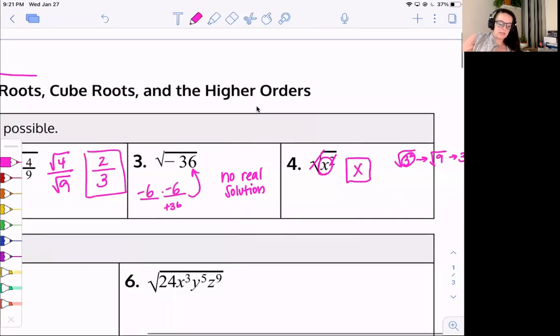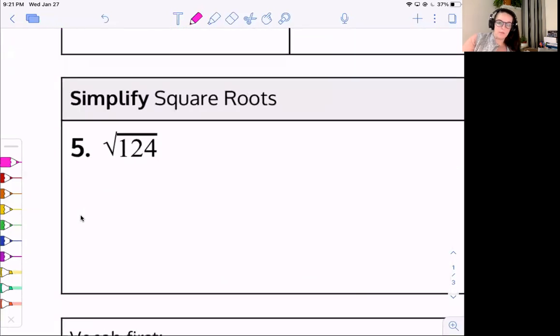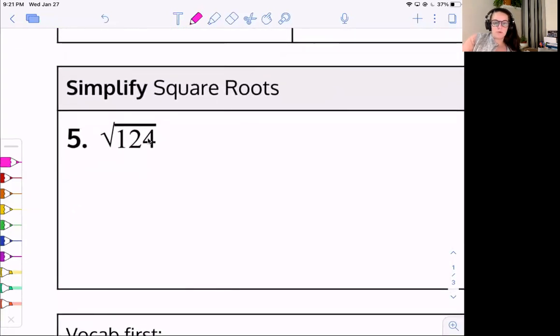So what we've just been doing here is called evaluating, right? We're finding a singular number as our answer. So we found 13, 2/3, no real solution, and then x here. What we're going to try next is called simplifying. And you probably remember this from your past math classes. But when we simplify, we try to take out anything that is a perfect square.